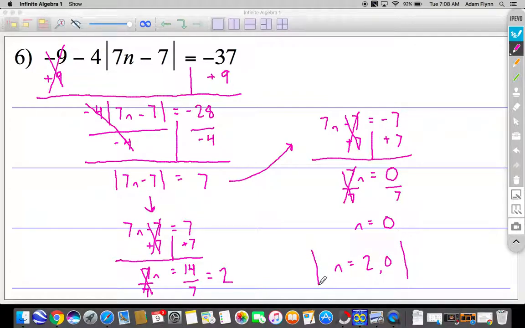At this time, I would recommend that you move on to the practice for solving absolute value equations.